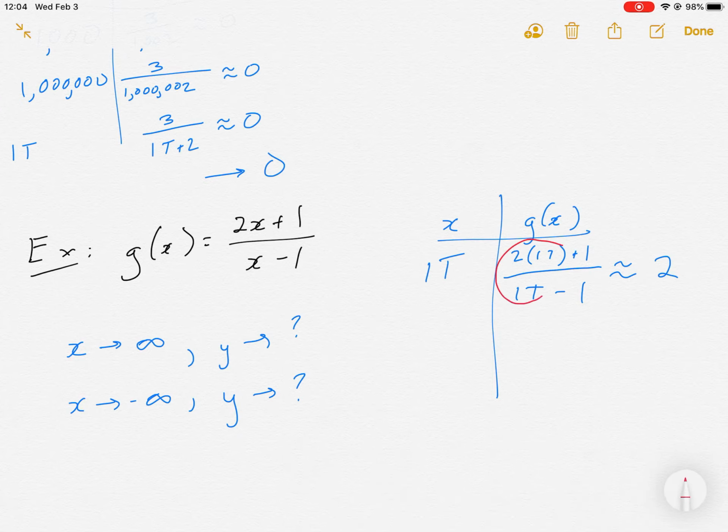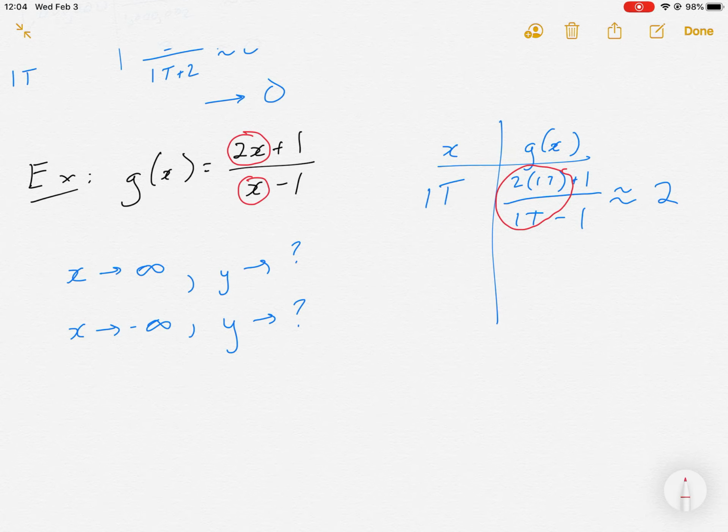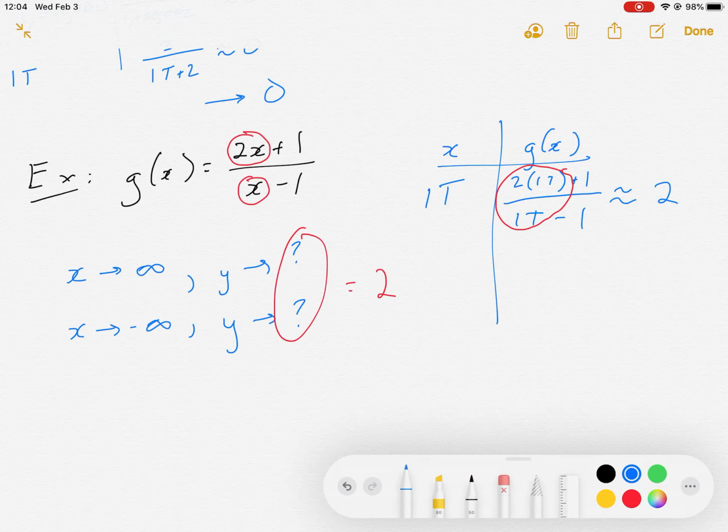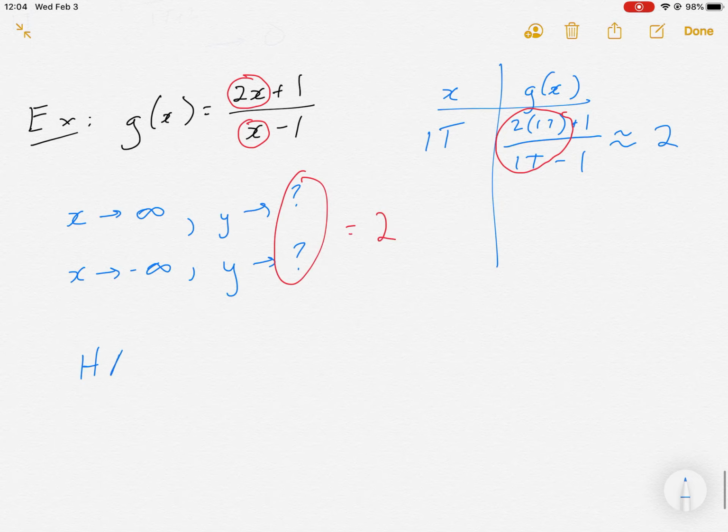So at very, very large values, all we really care about are these first terms here, essentially the leading terms in each polynomial, in the numerator and the denominator. And so in this case, y is going to end up going to the value of 2. So for this one, the horizontal asymptote will be y equals 2.